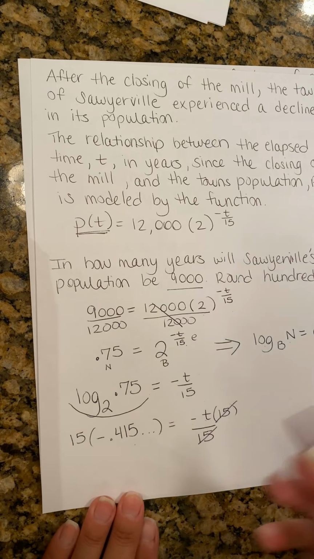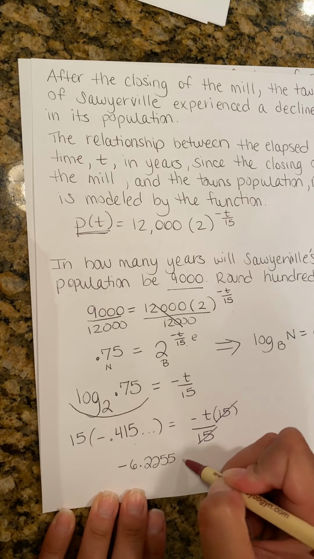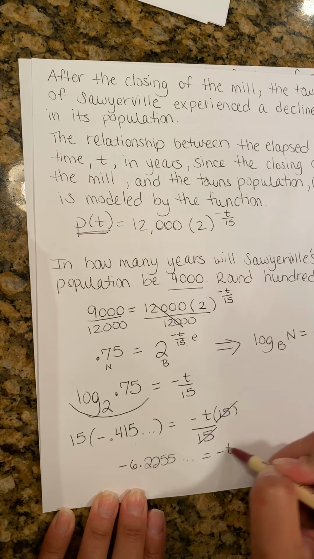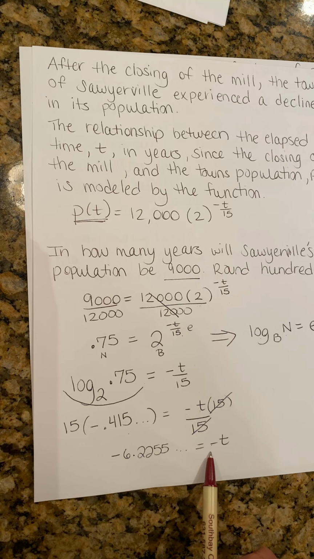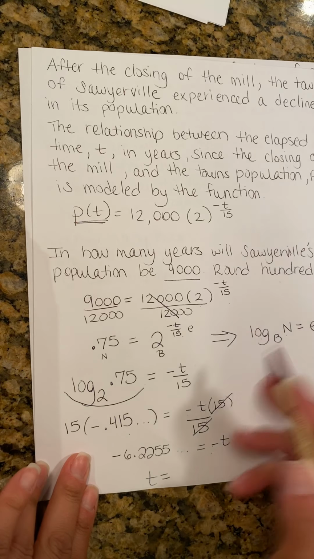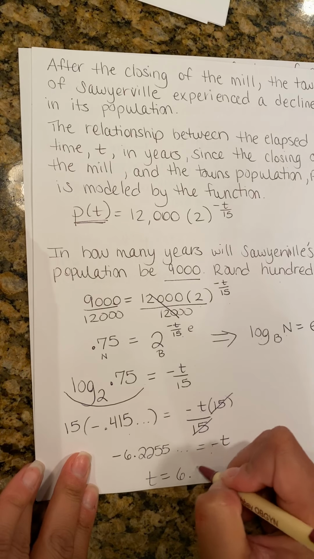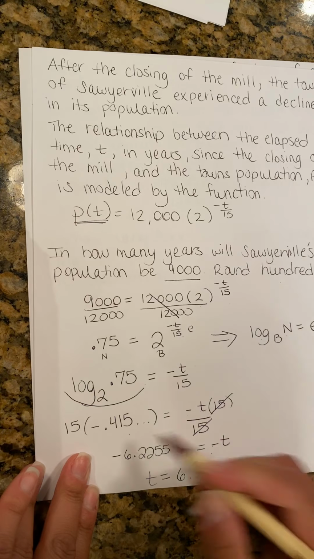So it's negative 6.2255... equals negative t. And then the last thing is obviously we never want a negative in our variable. So since they're both negative, the negatives will just cancel each other out by dividing the negative out. So t equals, round to the nearest hundredth, 6.23 years is your answer.